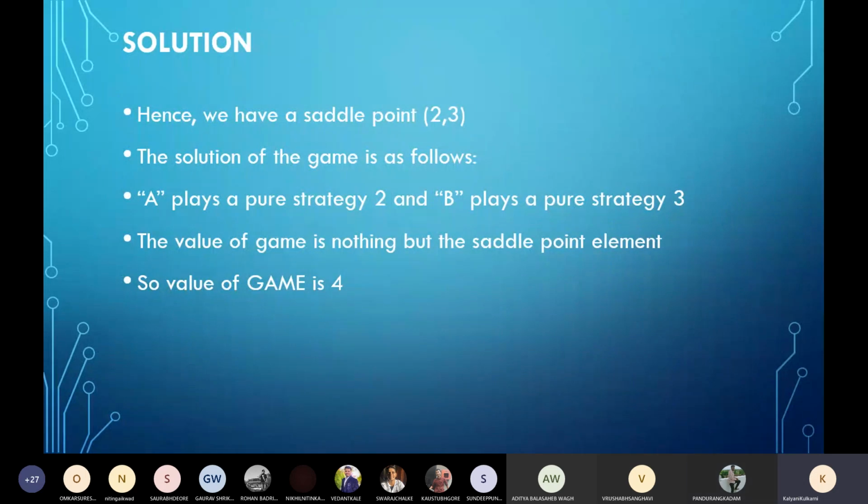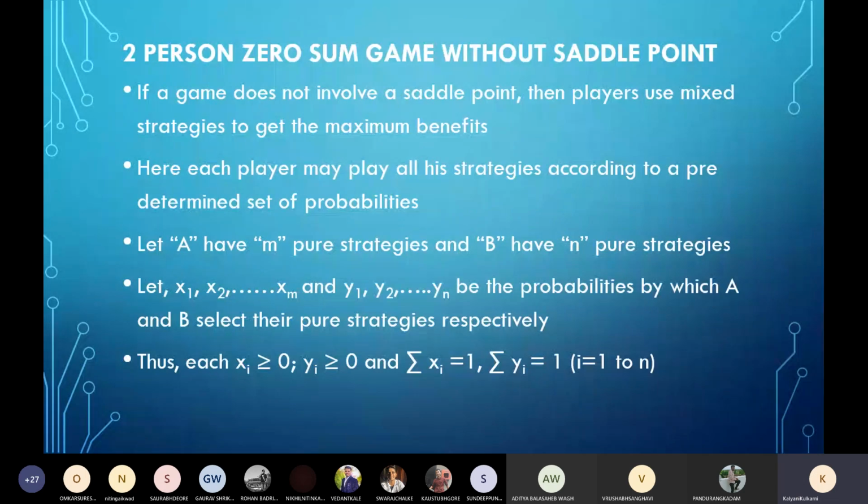Now we are going to see one example which is without a saddle point. It is also known as a mixed strategy game. Again, the aim of this matrix is the same. So just give the heading: 2 person zero sum game without saddle point. First was the simplest example with a saddle point. Now we'll see one without a saddle point, and this is what you can expect in your exam also.